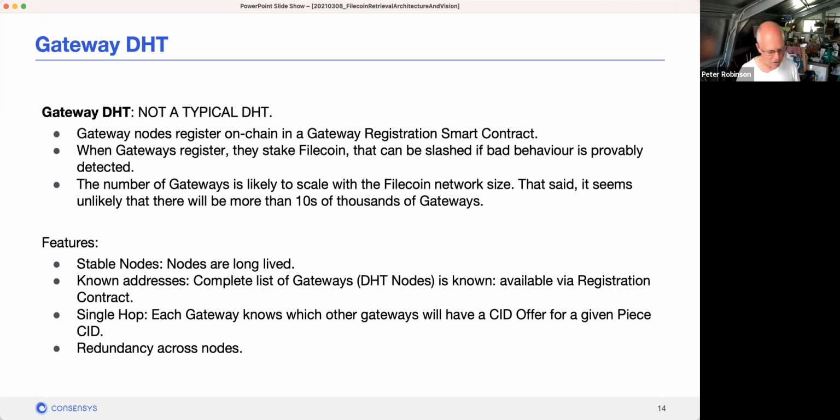So for the DHT, it's not a typical DHT. In IPFS, there's a peer-to-peer DHT. This is not the same thing at all. This is a single hop distributed hash table. And so essentially, the idea is that we know that you've got stable nodes, and you've got known addresses for gateways, and you want to be able to offer single hop access to the DHT. And so what you do is you design the DHT so you've got redundancy across nodes.